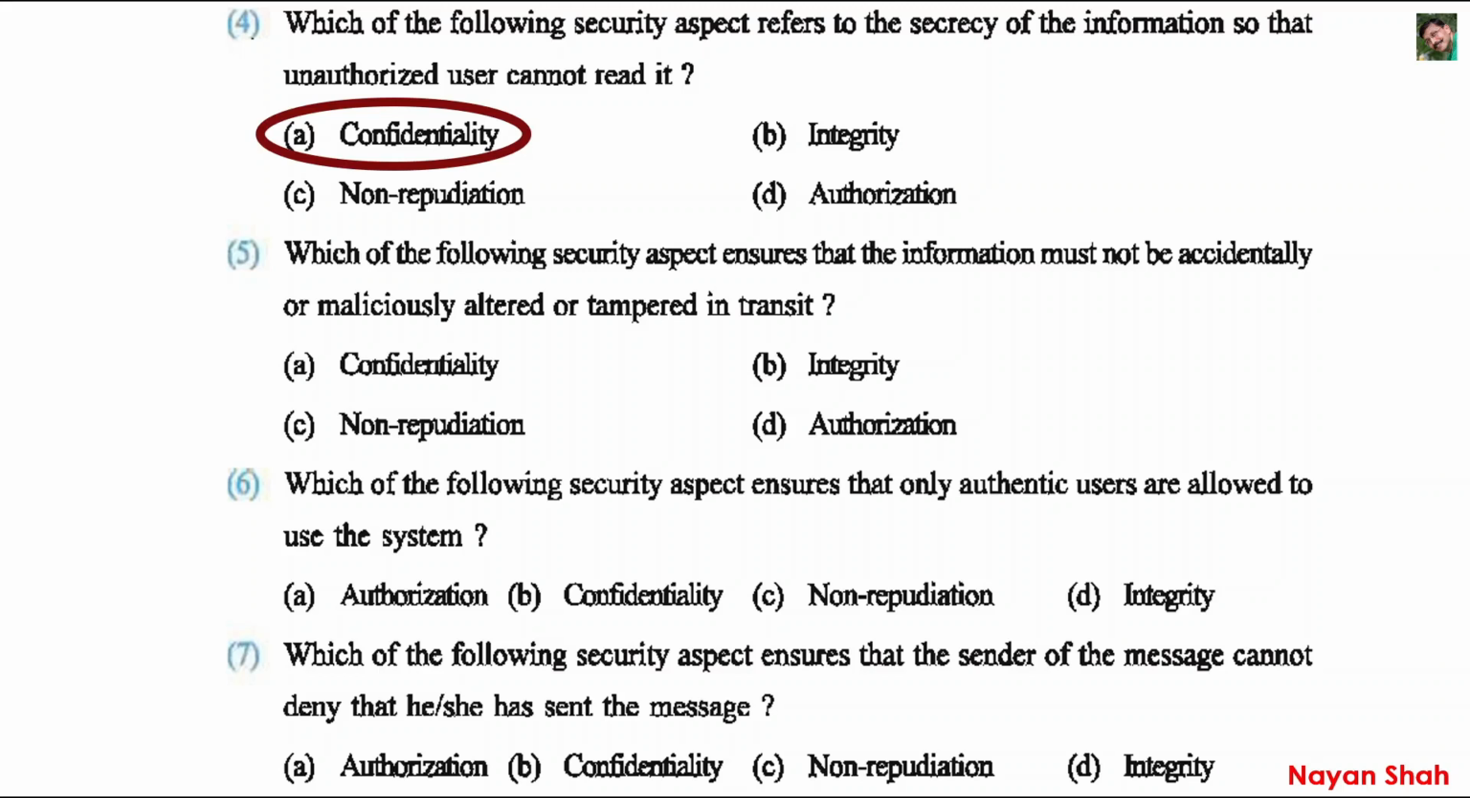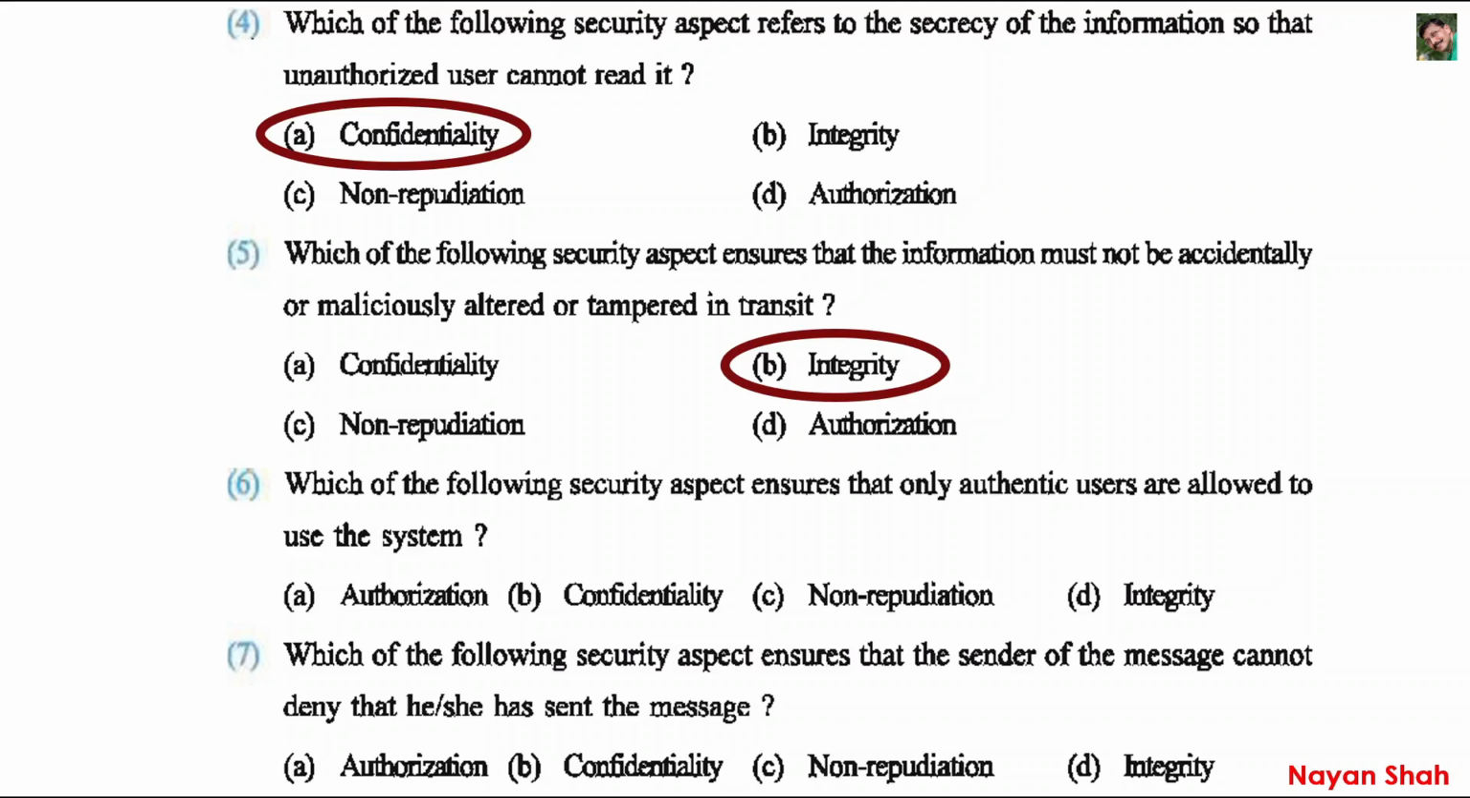Question number 5. Which of the following security aspects ensures that the information must not be accidentally or maliciously altered or tampered with in transit? So the message which we are sending should not get altered or changed during the transmission. It is definitely integrity. Integrity says that the message should reach the receiver exactly the way it has been sent by the sender. There should not be any changes, and that is called integrity.